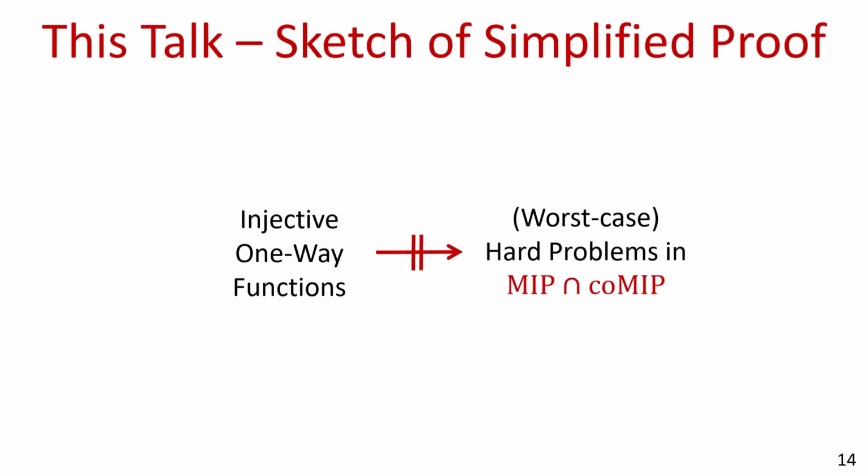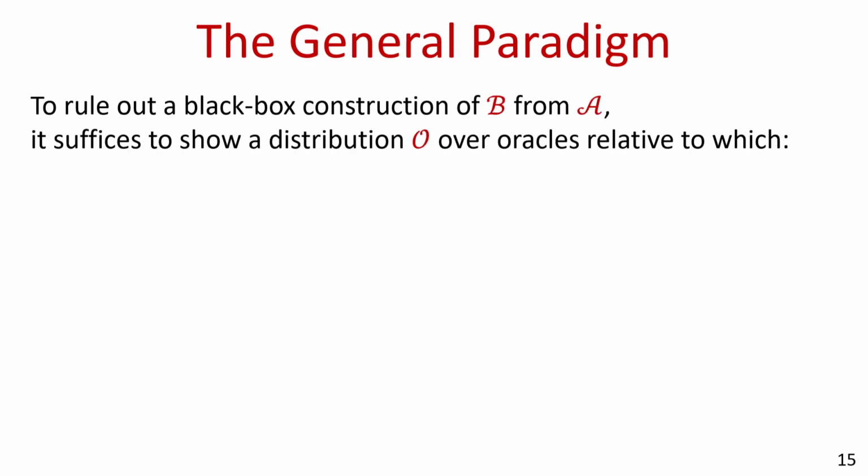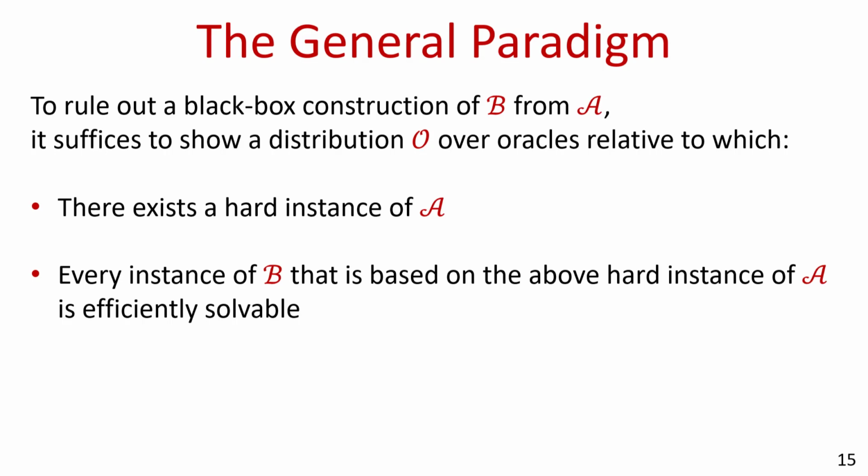For the rest of the talk, I will sketch some of the main ideas underlying our proof and conclude with some remarks. As already mentioned, I will focus on ruling out constructions based on injective one-way functions. One general paradigm for ruling out a black box construction of a primitive B from a primitive A is to show a distribution O over oracles relative to which there exists a hard instance of A, but every instance of B that is based on the above hard instance of A is efficiently solvable.